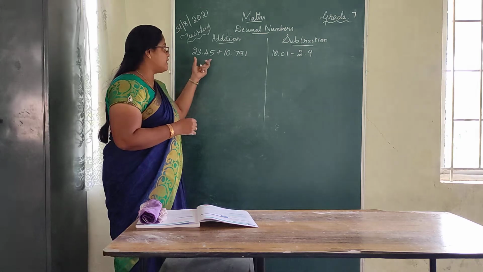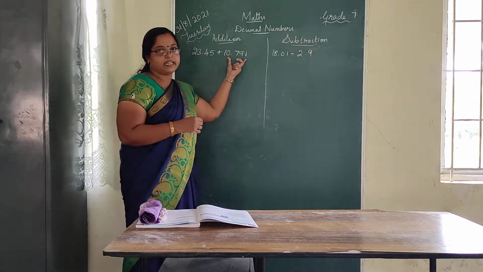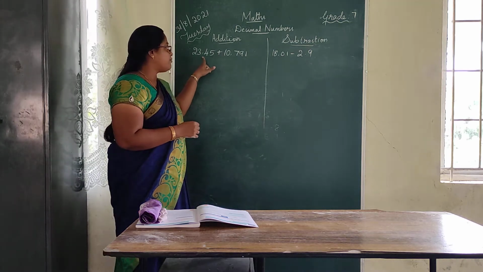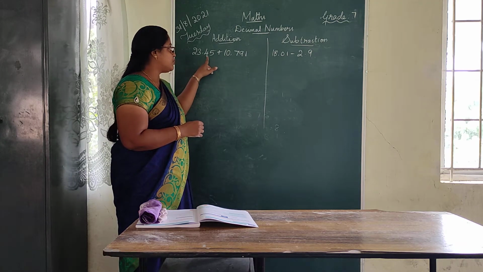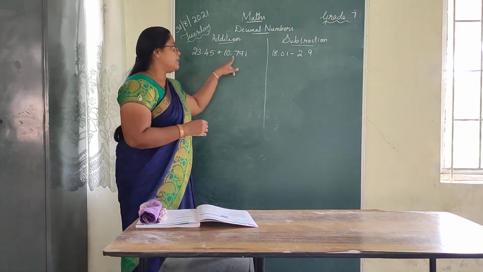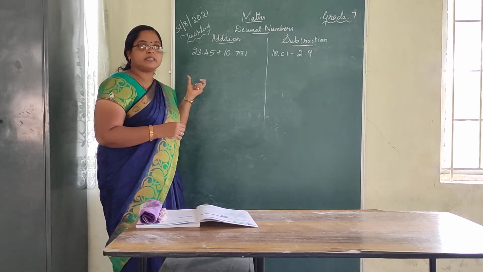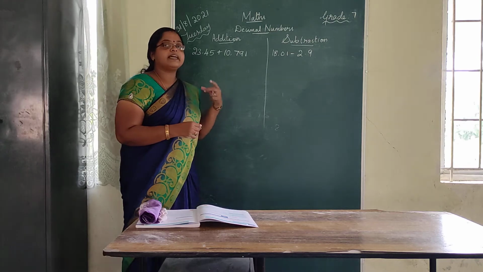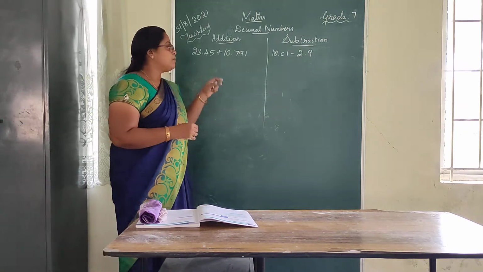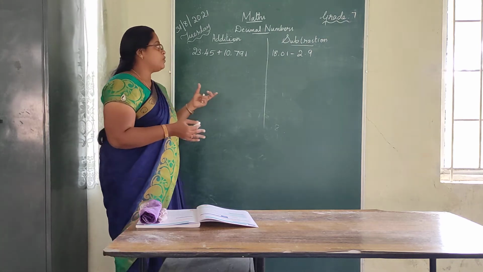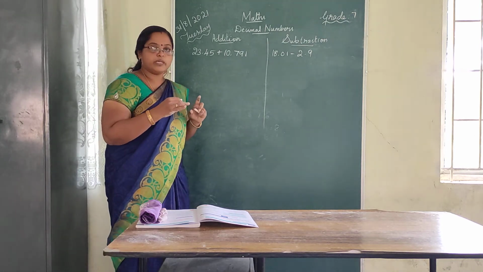First of all, you check whether these two decimals are like or unlike. These are unlike decimals, because after the point they have two decimal places here and three decimal places here. That's why we say these are unlike decimals. So we want to make them like decimals. How can we make that? By putting a 0. We will convert them to like decimals. So how do we have to add these two numbers?